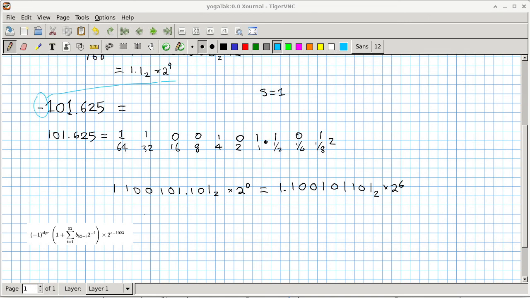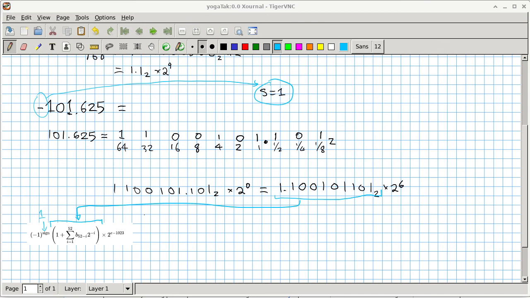So this leads to the sign bit being a 1, which then is this guy here. So we know that sign is a 1. Okay, we got that. This part here is the mantissa. In other words, this entire thing is this entire thing in the parentheses. Is that okay?